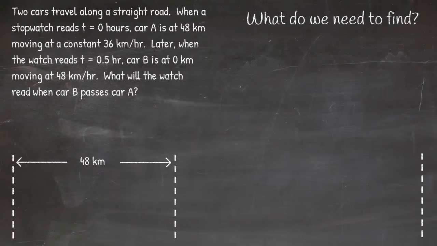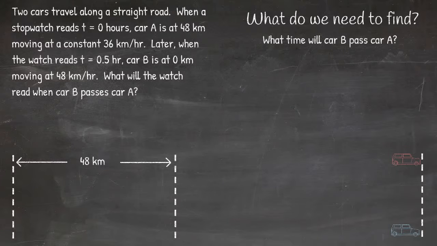What we want to find is at what time will car B pass car A. Now it should make sense that eventually that's going to happen because car A is moving 36 kilometers per hour and car B moving at 48 kilometers per hour. So eventually it's going to catch up. We just want to know at what time that happens.